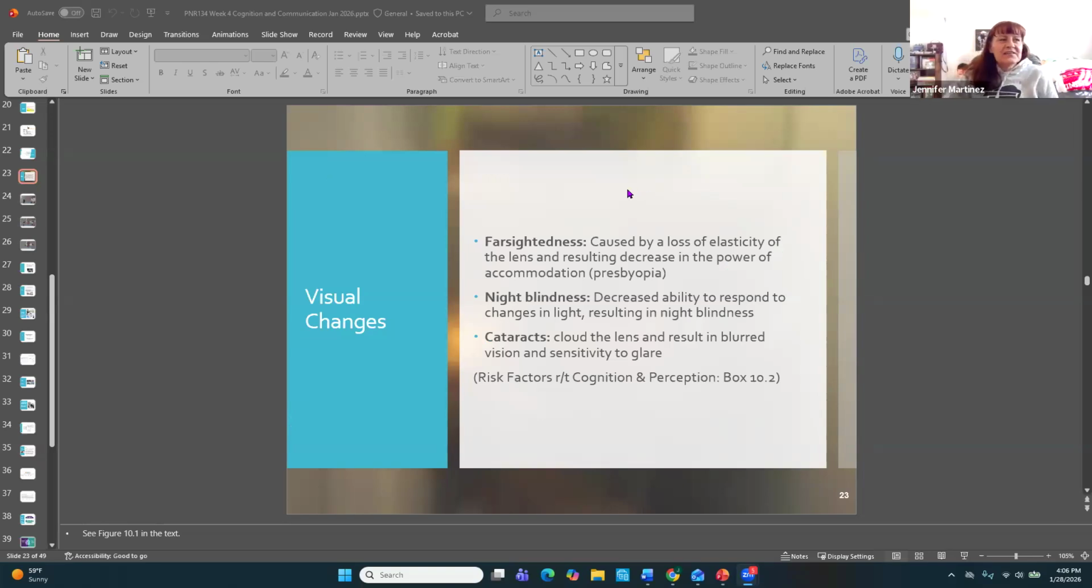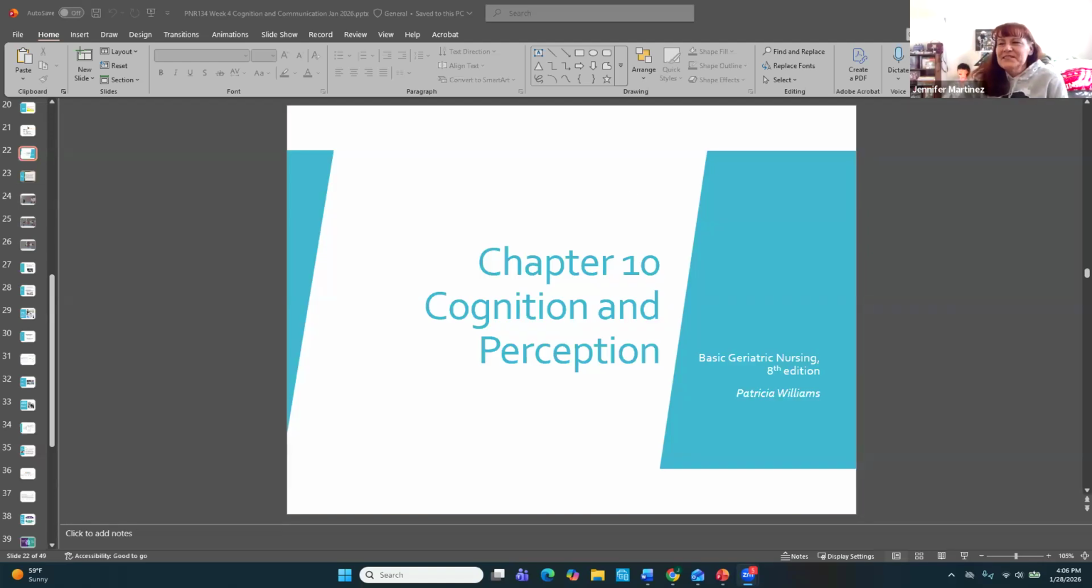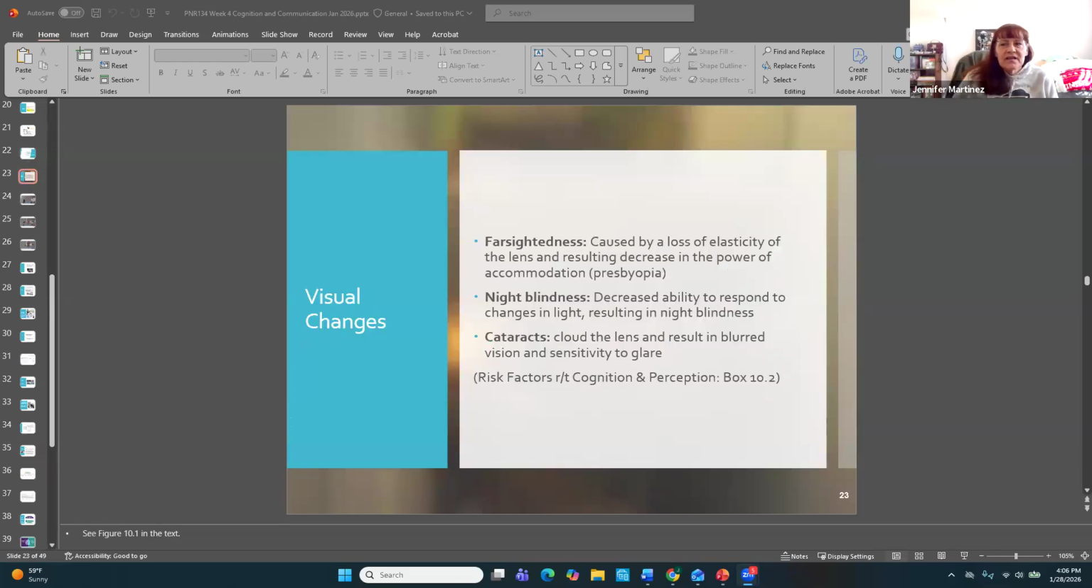All right. So, again, chapter 10. Chapter 10 is all about cognition and perception. This is chapter 10 in your geriatric textbook, or your basic geriatric nursing textbook. So we'll start with some visual changes.